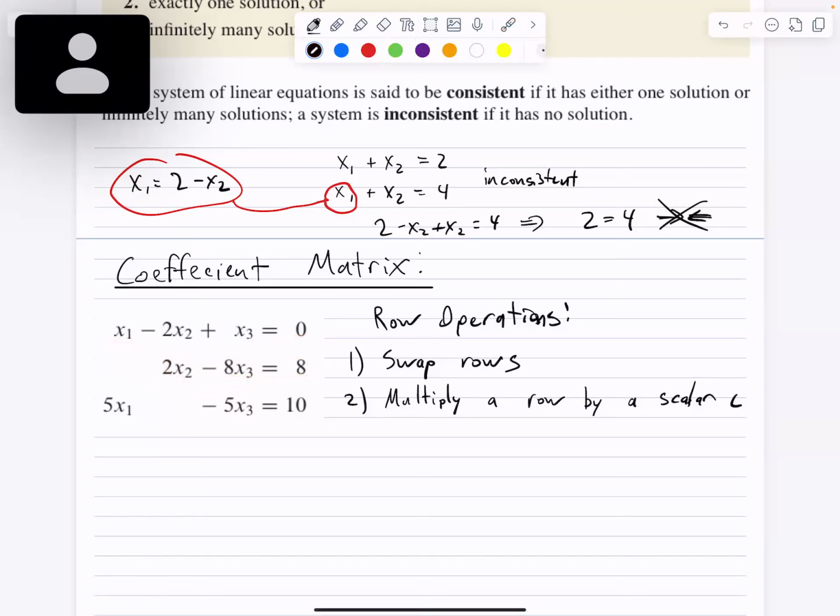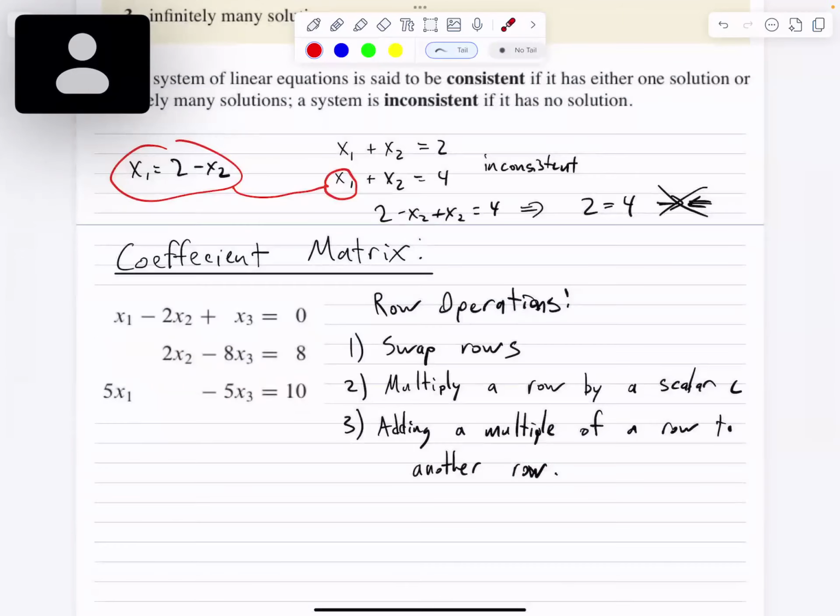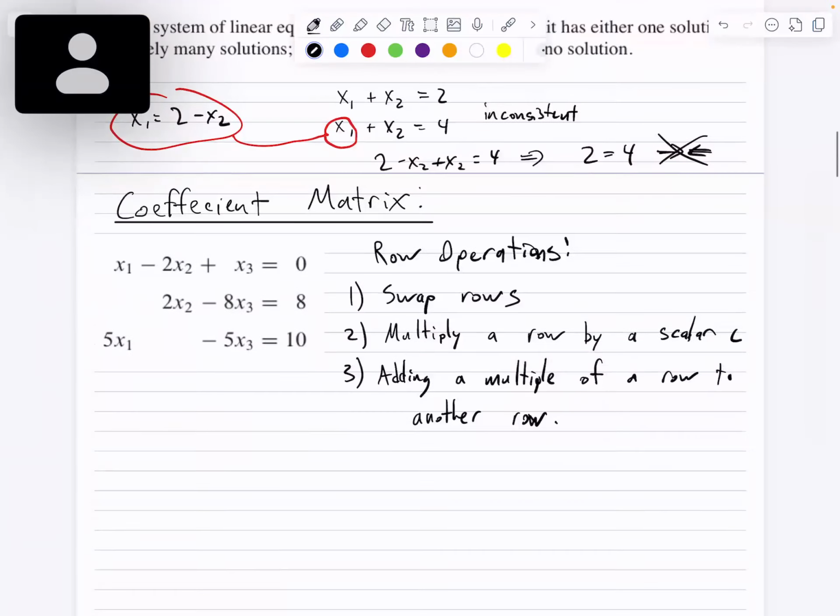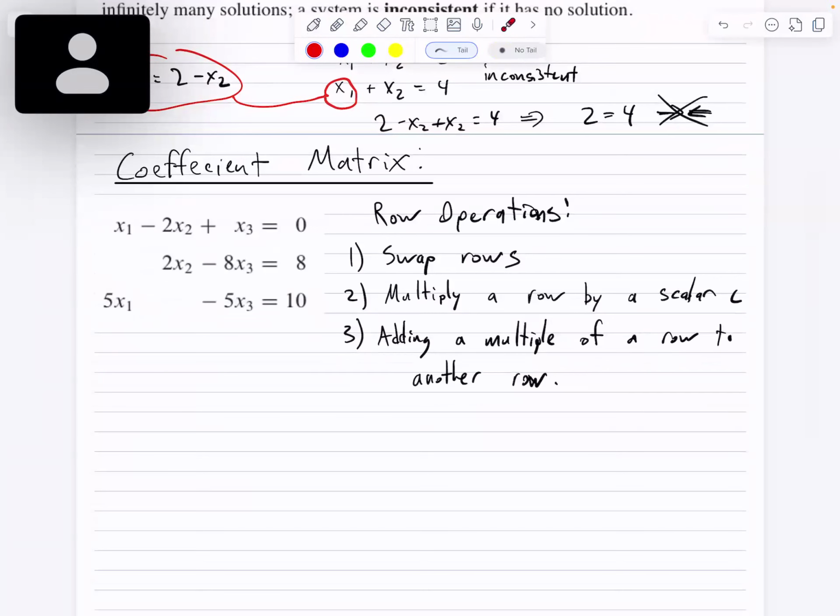And then the third and probably most important row operation is adding a scalar multiple of a row to another row. And this is what a lot of times we call elimination. It's the elimination technique in a system of linear equations. You add some of this row to this row to eliminate a variable, with the idea that we can break it down and try to get to a solution, like a single point that satisfies it.